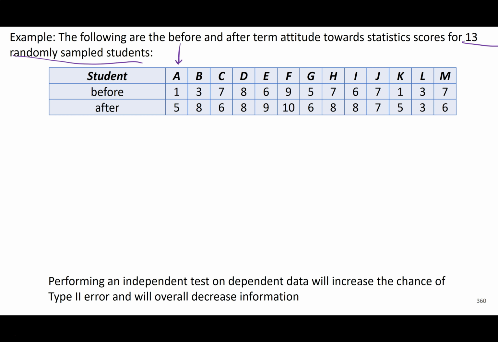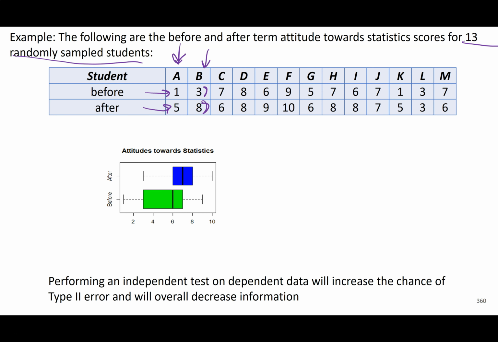So here we have student A. This is student A's before score on this questionnaire. This is student A's after score on the survey. And that's one thing that's super important: when you have something matched like this, they need to line up exactly. Student B's before needs to line up with student B's after. It can't line up with student J's after. That won't work.